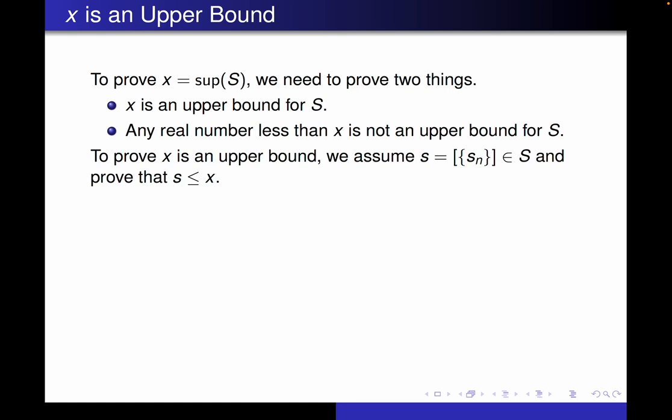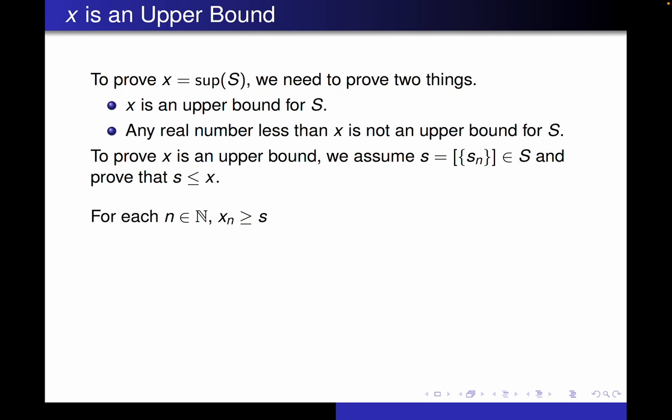So to prove that x is an upper bound, we're going to start with that one. We're going to assume that little s is a random real number in the set S, and that it is represented by the Cauchy sequence sn. And then we're going to prove that little s is less than or equal to x.